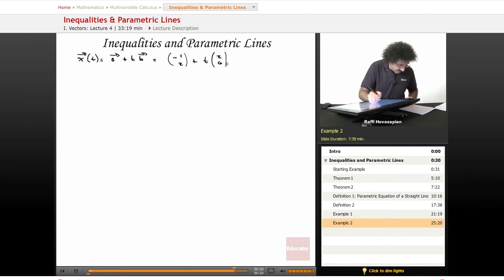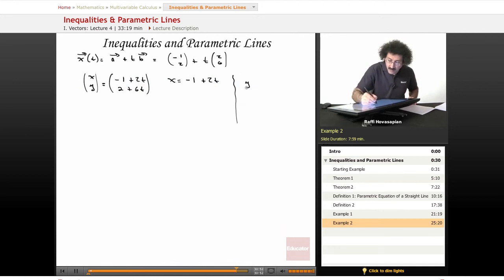So let me write this in component form. The vector x is just a vector, so it is some point x, y, equal to -1 plus 2t, 2 plus 6t. There you go. So now I have the component version of this. Now let me separate these. X is equal to -1 plus 2t. Y is equal to 2 plus 6t.